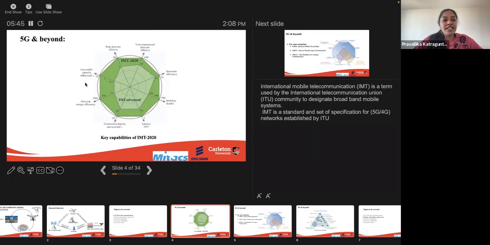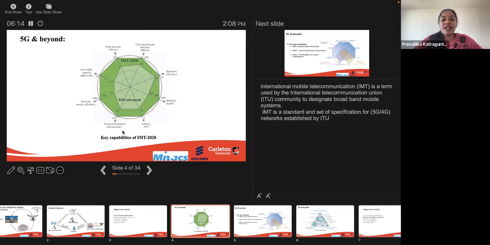Area traffic capacity mentions how many devices in a certain given area the network is able to cover. And network energy efficiency is about the amount of power utilized and how much energy is received on the receiver side. We can see the difference between 4G and 5G here in the figure.